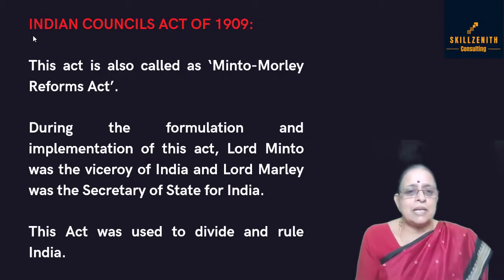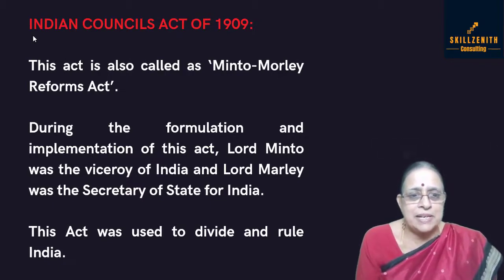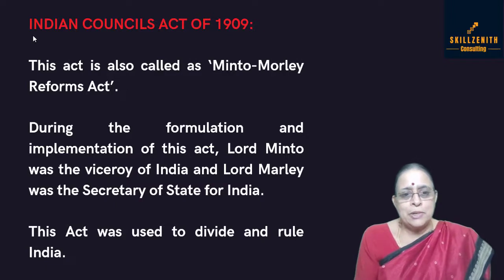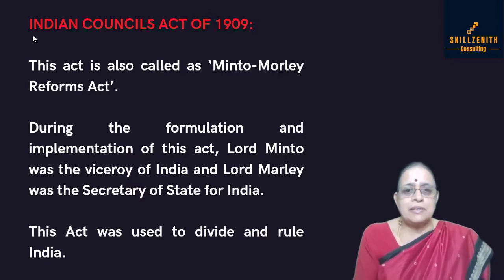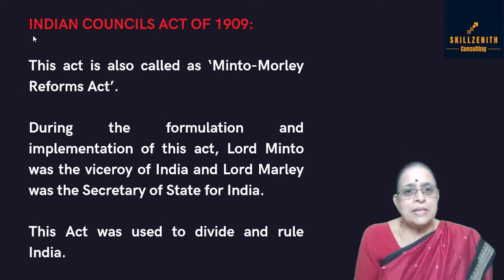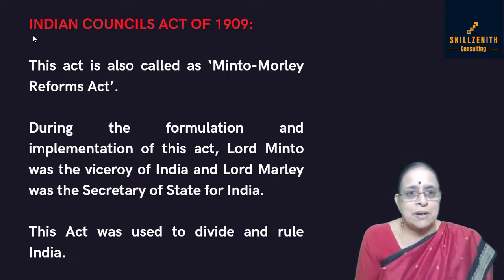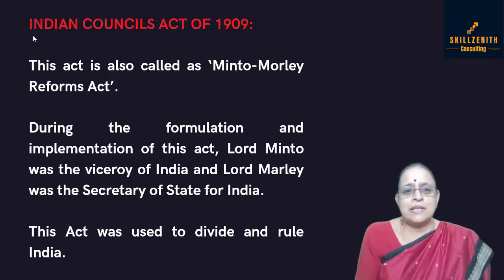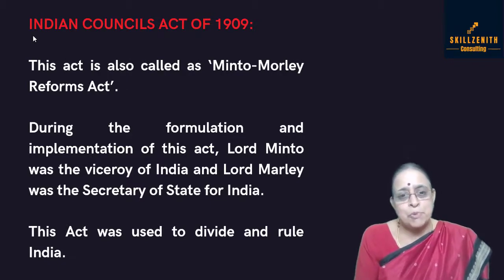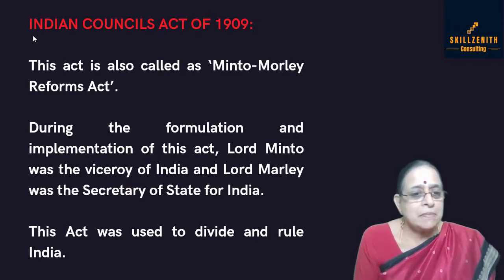See, you have already learned about the two posts that were created: one the Viceroy, another the Secretary of State. The Secretary of State used to assist the Viceroy in the matter of administration. ಇದನ್ನ ನಾವು ಆಗಲೇ ಕಲಿತ್ಕೊಂಡಿದ್ದೀವಿ. ಇಲ್ಲೇನಾಯ್ತು, ಯಾತಕ್ಕೆ ಇದಕ್ಕೆ 1909 ಆಕ್ಟ್ ಕೇಮ್ ಟು ಬಿ ಕಾಲ್ಡ್ ಆಸ್ ಮಿಂಟೋ ಮೋರ್ಲೆ ರಿಫಾರ್ಮ್ಸ್ ಅಂದ್ರೆ, ಲಾರ್ಡ್ ಮಿಂಟೋ ವಾಸ್ ದ ವೈಸ್ರಾಯ್ and Lord Morley was the Secretary of State. Two very, very important posts to handle the Indian administration.